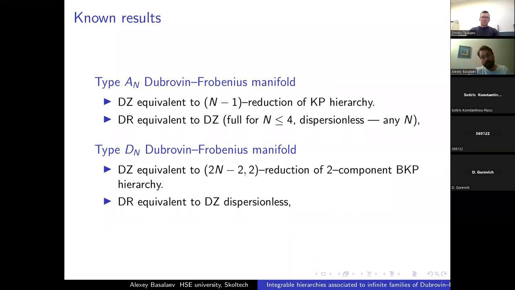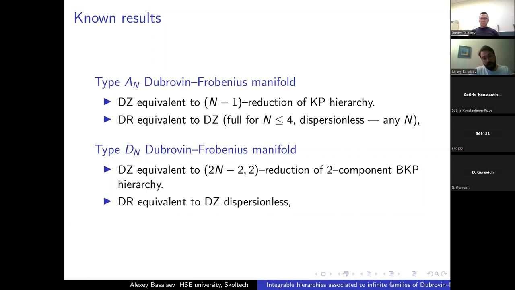the simplest Dubrovin-Frobenius manifolds known are the so-called Dubrovin-Frobenius manifolds of A and D type. For these, it is known that the A_N manifold gives a DZ hierarchy that is equivalent to the N minus 1 reduction of the KP hierarchy. So in particular, A_2 gives the KdV hierarchy. And even the equivalence of DR and DZ is fully known only for a few N. For the D_N hierarchy, understanding the DZ hierarchies was only done, I think, 5 or 7 years ago.